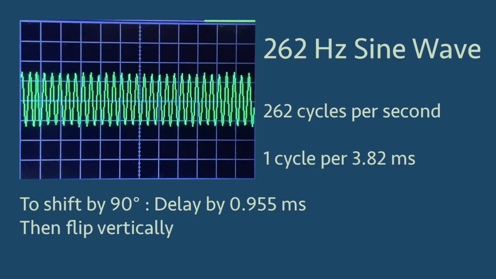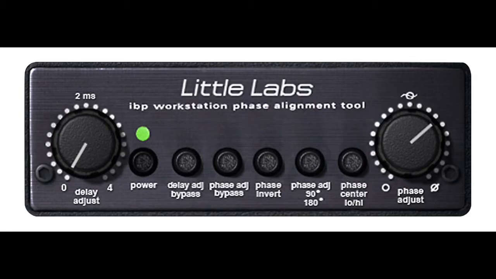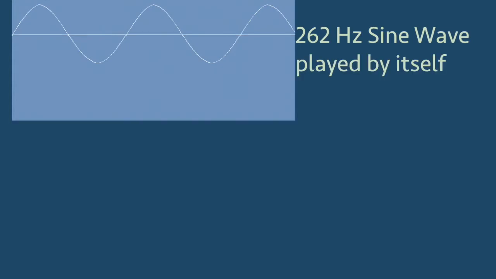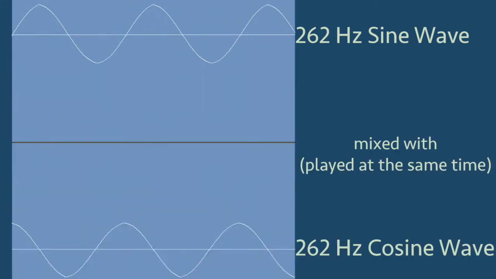And then the waveform would need to be inverted or flipped vertically. I can achieve both of these things with a little piece of recording gear called a phase alignment tool. The shapes look the same, and when played separately, they sound the same. But when the cosine wave is blended with the sine wave by mixing, some slight change to the sound occurs. Let's listen to notice the difference. First, here's the 262 Hz sine wave by itself. Next, here's that same sine wave, but mixed with it is the cosine wave played at the same time. Notice the slight change to the sound.